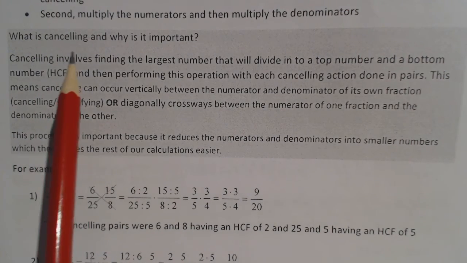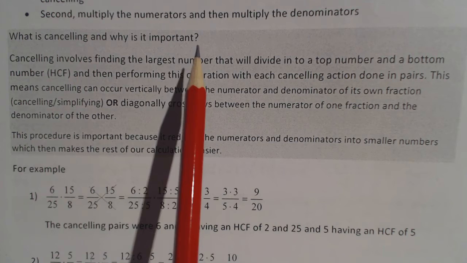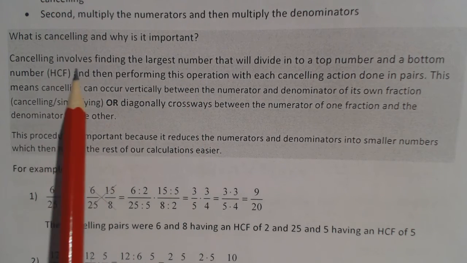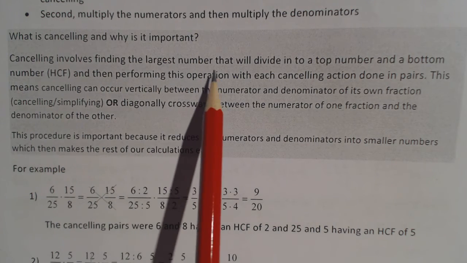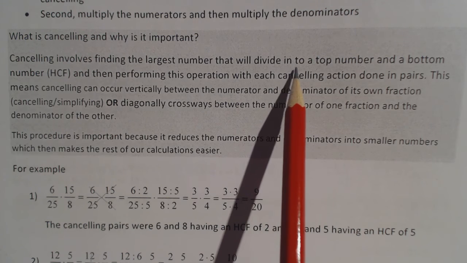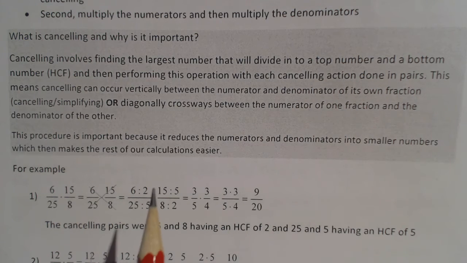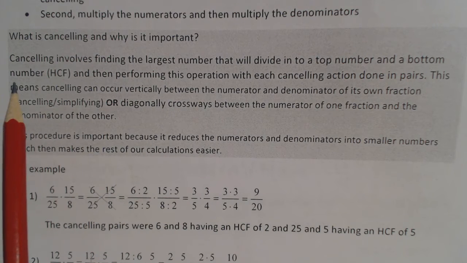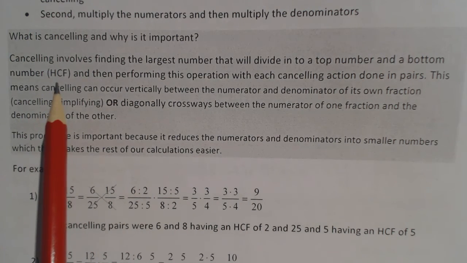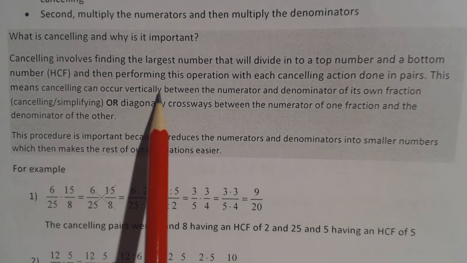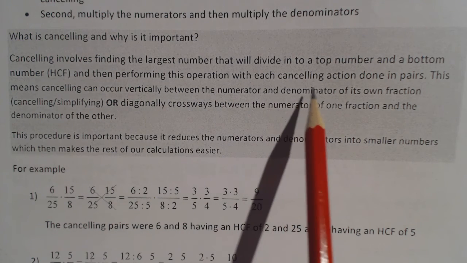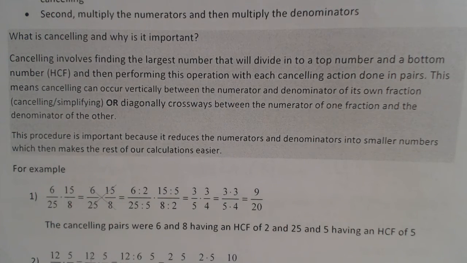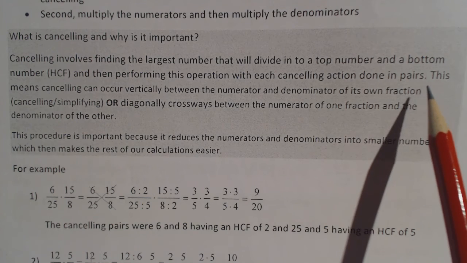Now what is cancelling and why is it important? Cancelling involves finding the largest number that will divide into a top number and a bottom number. This number is called the highest common factor. And then performing this operation. Each cancelling action must be done in pairs. I emphasized that in the examples we did. Every time you cancel, you must do it in pairs.